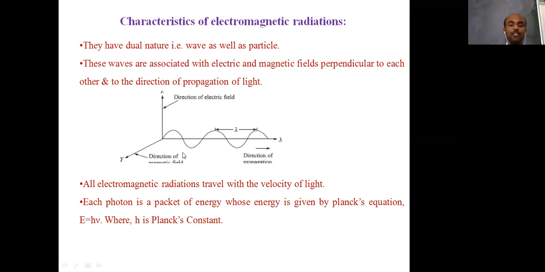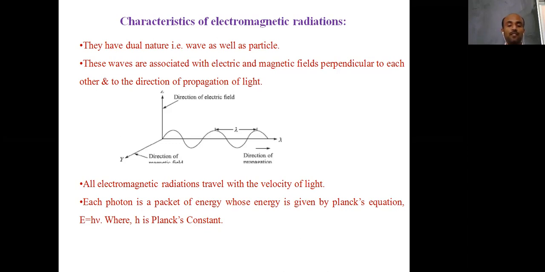That means these three things, the electric field associated with the wave, the magnetic field associated with the wave, and the direction of propagation of the wave, are exactly perpendicular to each other. All electromagnetic radiation travels with the velocity of light, which is one of the fastest moving things in the universe. And the value of this speed of light is 3 × 10^8 meters per second.